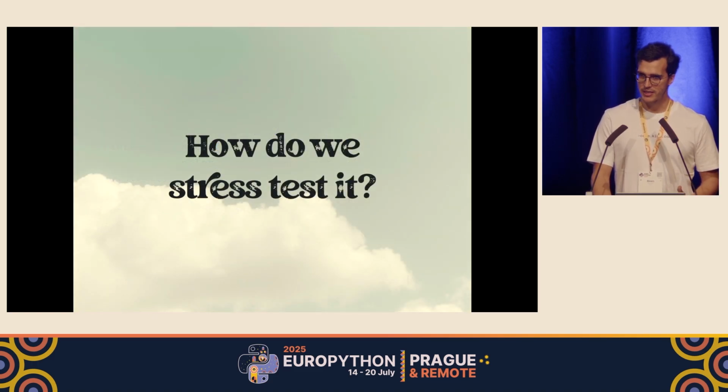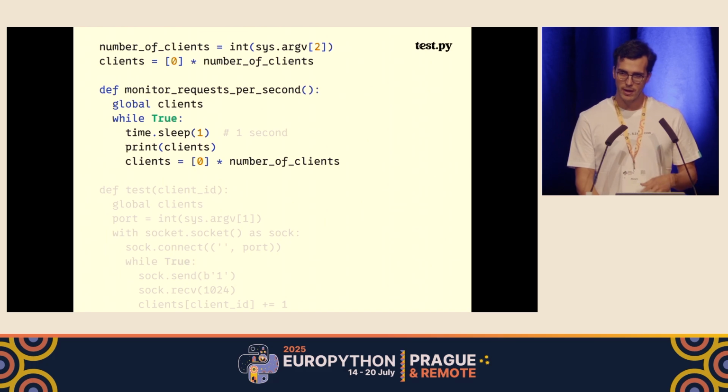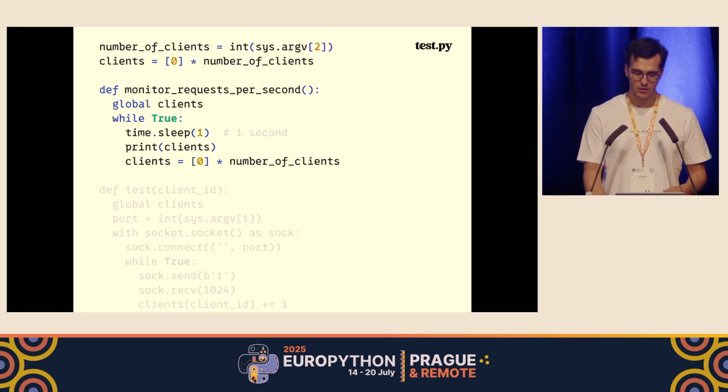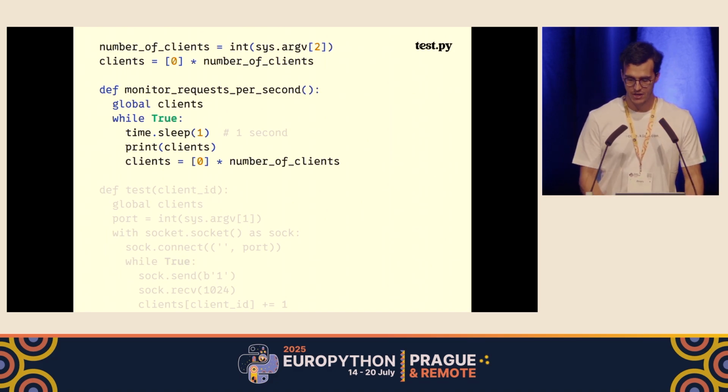How are we going to stress test this function? I'm not going to benchmark, and I'm not going to say anything about performance here. So what I'm going to do is a little trick that I found in a video from Dave Beazley from ages ago. I'm going to monitor the requests that are being sent to the client per second. How do I do that? I create a new thread in which I just wait for 1 second, and I print the numbers that are stored in a list that is going to be shared, a global called clients, a list that is going to contain zeros.